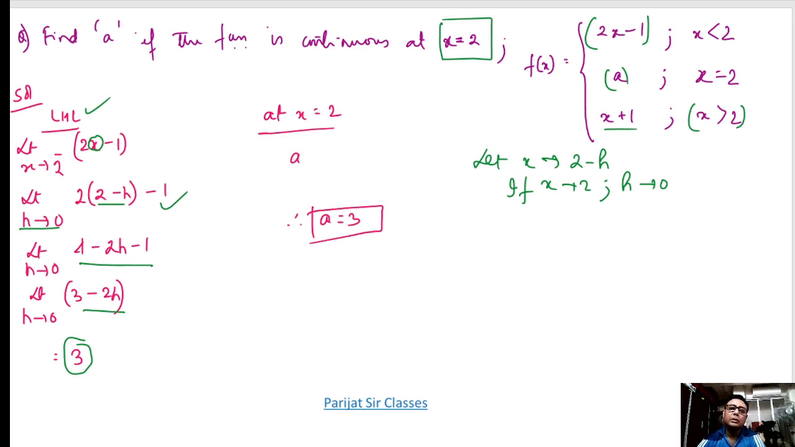And at x equal to 2, what is the value given? a. So because it is a continuous function, left hand limit should be equal to the value at x equal to 2. So the answer will come a equal to 3.